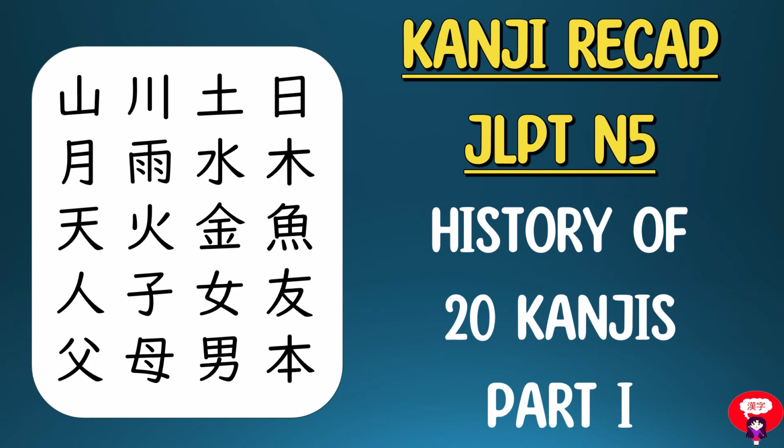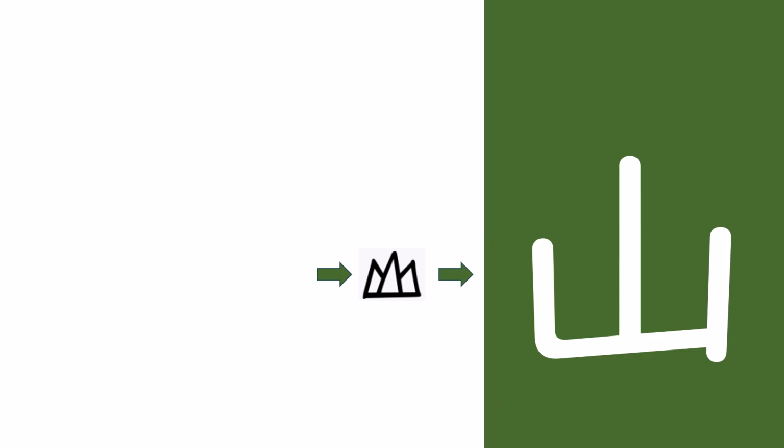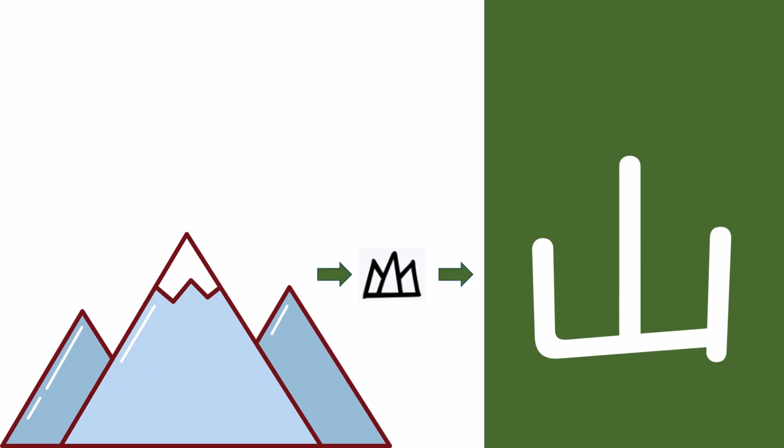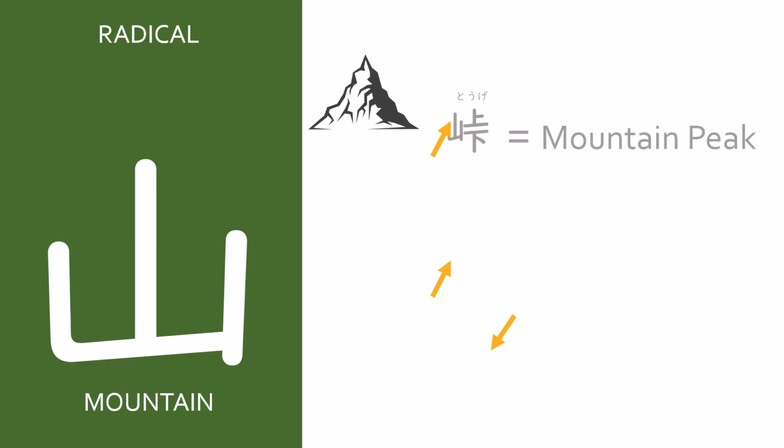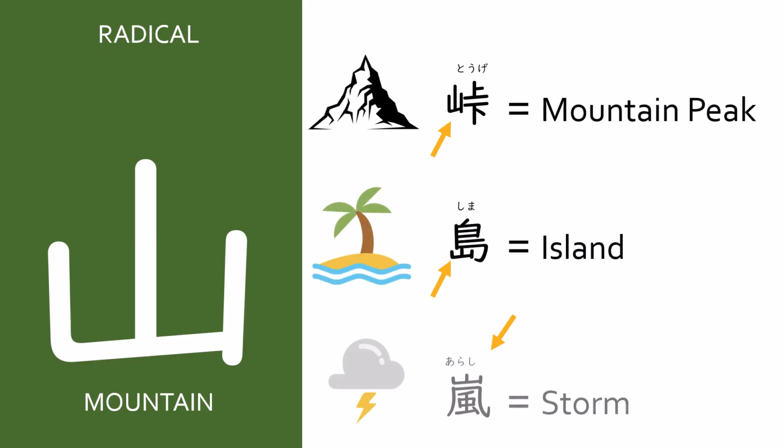Today we have a kanji recap of JLPT N5, History of 20 Kanjis, Part 1. This kanji is the pictogram of a mountain with 3 peaks, very easy to remember. The kanji for mountain can also act as a radical, and we see it in the words mountain peak, toge, island, shima, and storm, arashi.